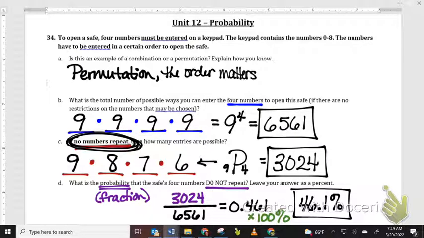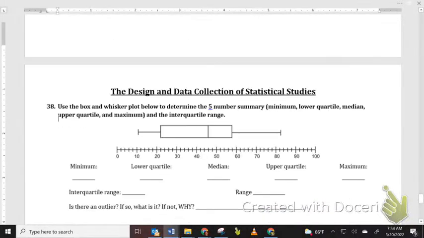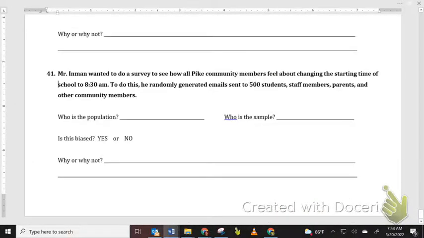Let's go look at the very last one in the packet, number 41. The reason I'm saying that is because this was one of the very last things that we talked about where we didn't have a test over this. This was just one of those little bits of statistics information that we talked about at the end. Mr. Inman wanted to do a survey to see how all Pike community members feel about changing the starting time of school to 8:30 a.m. To do this, he randomly generated emails sent to 500 students, staff members, parents, and other community members.